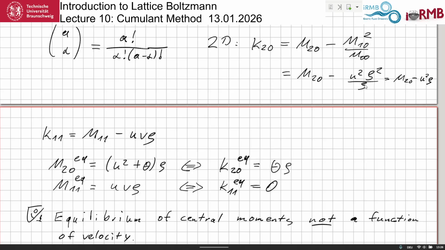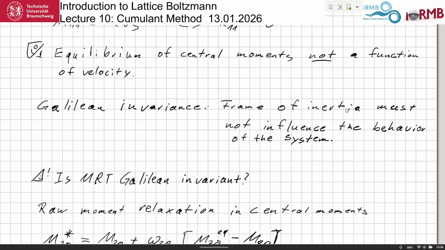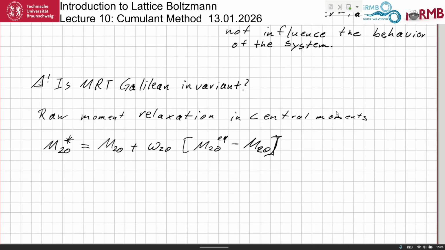And this I can do for the pre-collision state, the post-collision state, and the equilibrium state, under the important assumption that there is no force, so that velocity does not change during collision. That's our assumption, but it's a reasonable assumption for that moment. Okay, so we'll replace these. M20 after collision will become K20 after collision.